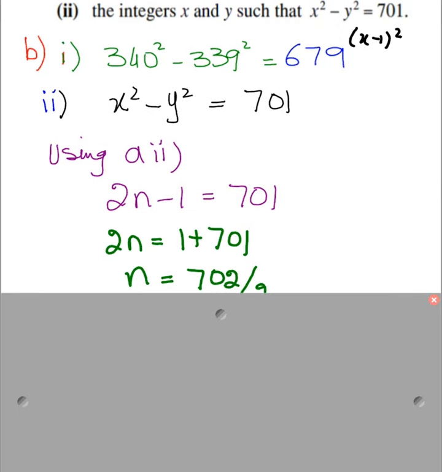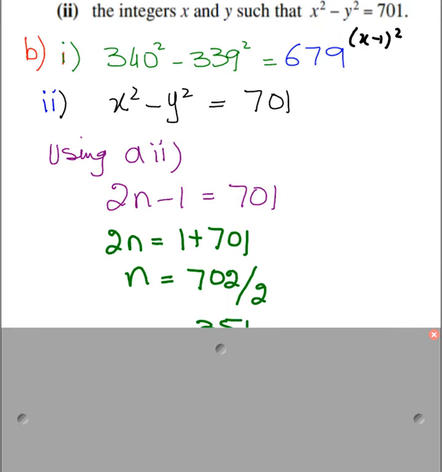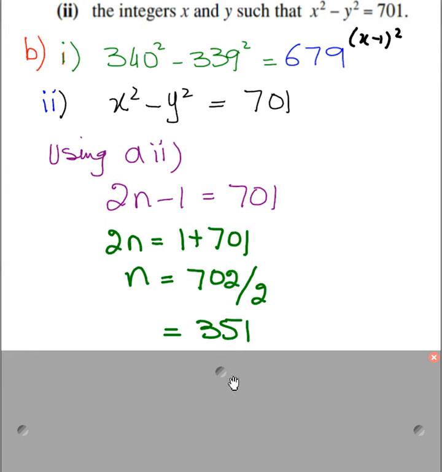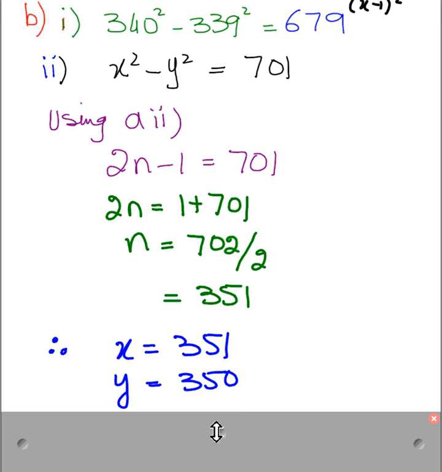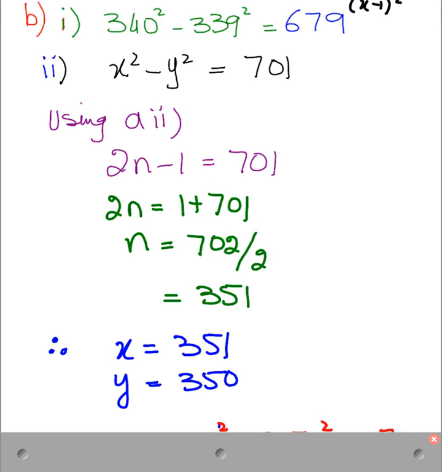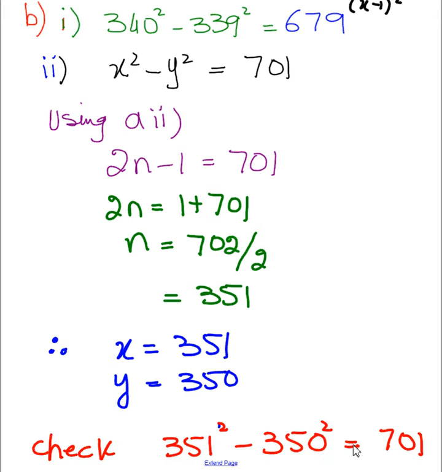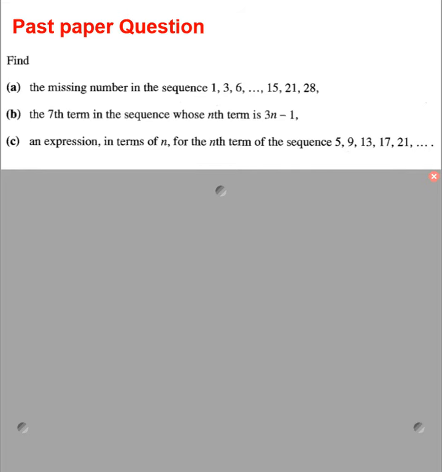So simply we are solving it and we got n 351. And n is representing this x square. Y is 1 less than x. So the other number will be 1 less than this. It will be 350. So this is how you can figure out your values of x and y very quickly. And if you want to check, you can check it.